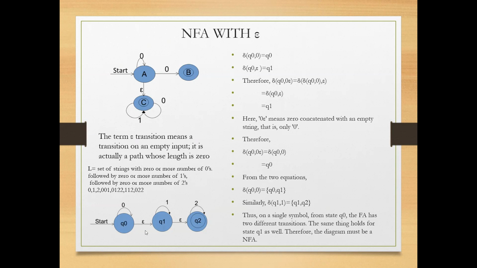So this NFA accepts the language that will have a set of strings with 0 or more number of zeros, followed by 0 or more number of ones, followed by 0 or more number of twos. So here it means, as I said, you can have 0 or more number of zeros followed by 0 or more number of ones. So when I say 0 or more number of ones, there can be a 1 or there cannot be a 1. If I say 0 or more number of zeros, it means there can be a 0, or there cannot be a 0. 0 or more number of twos is again the same. You can have 0 or multiple twos in the input string.